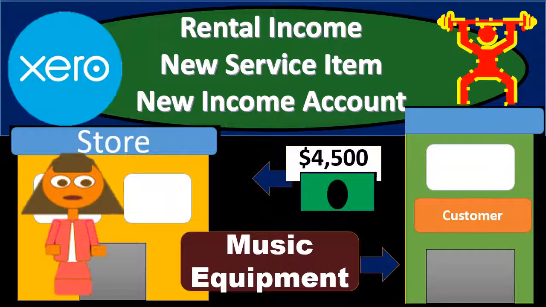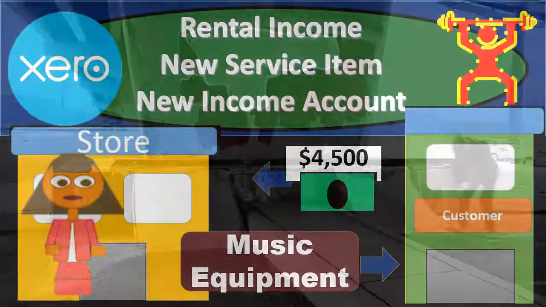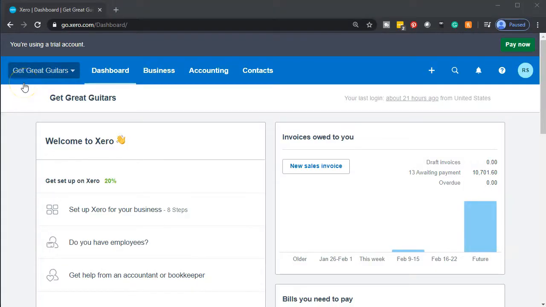In this presentation, we will create a sales receipt for a new service item, that being rental income. We're going to be renting some of our music equipment, creating a sales receipt related to it. Here we go with Xero. Here we are in our Get Great Guitars dashboard.